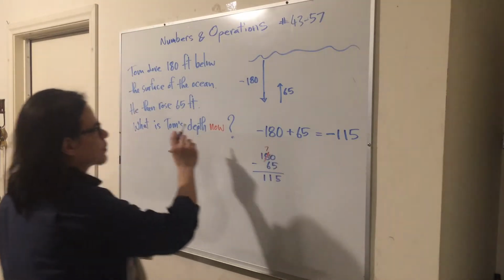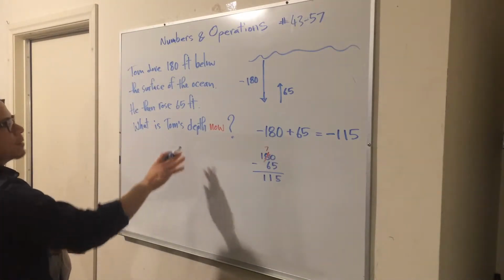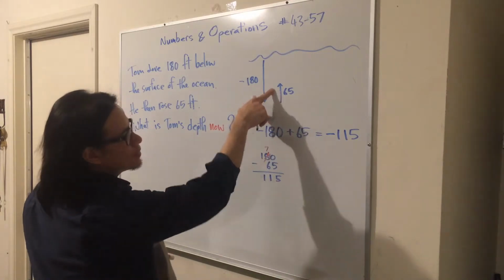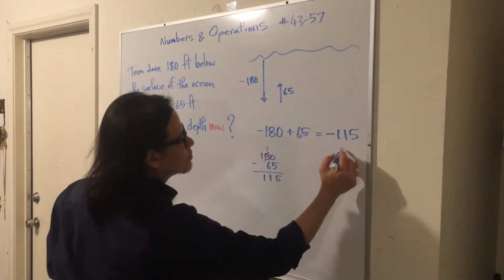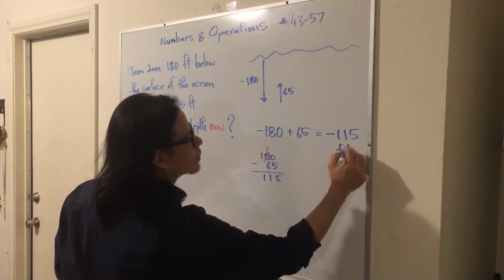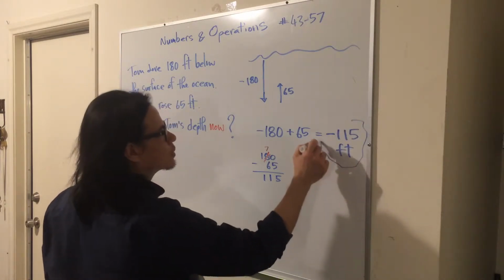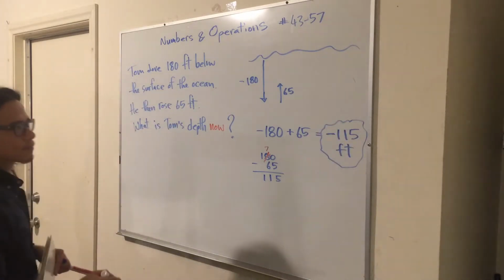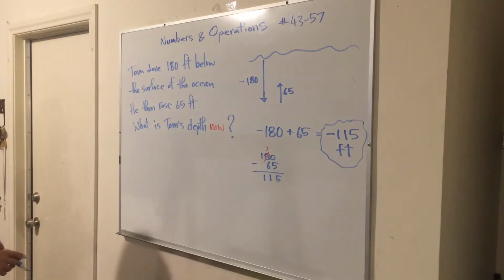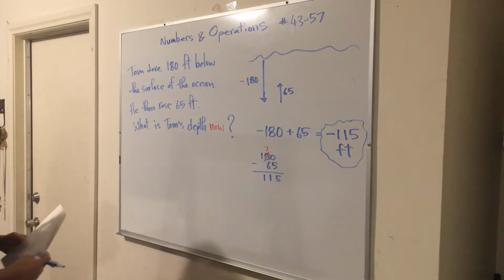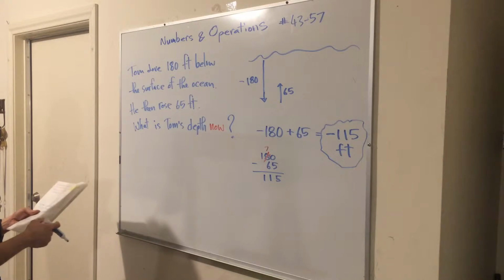Okay, so the question asks, what is Tom's depth now? He's at negative 115 feet below the surface of the water. Okay, a little tricky, a little something different.